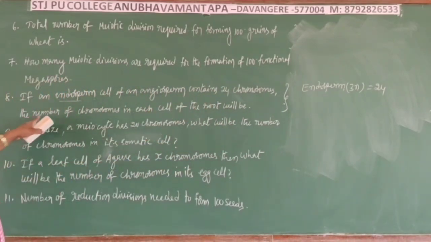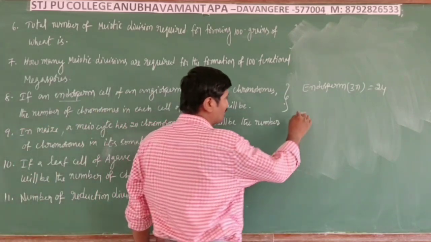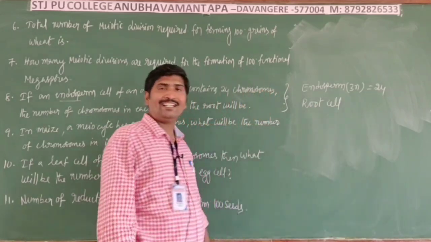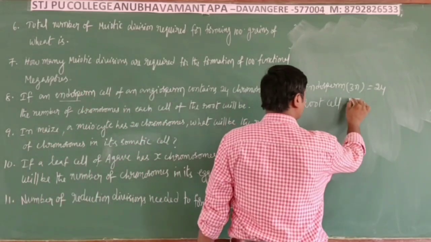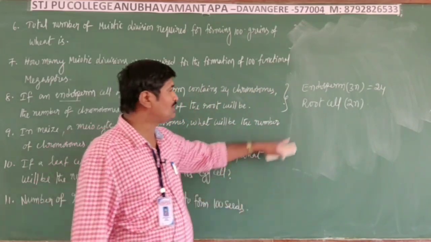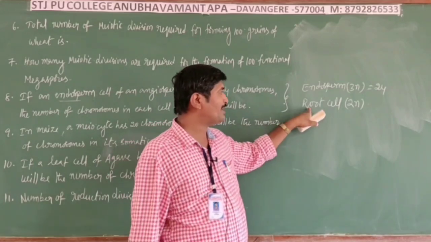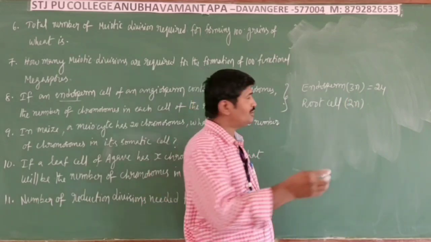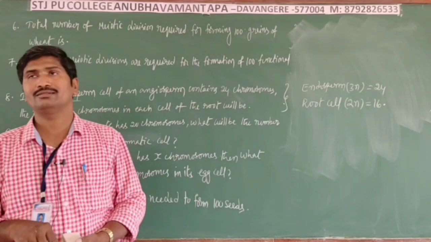The number of chromosomes in each cell of the root will be? The root cell is the part of the sporophyte. The sporophyte ploidy is 2n. Now tell what is the correct answer. 3n is 24. What about n? n is 8. 2 into 8, total 16. This is the answer.